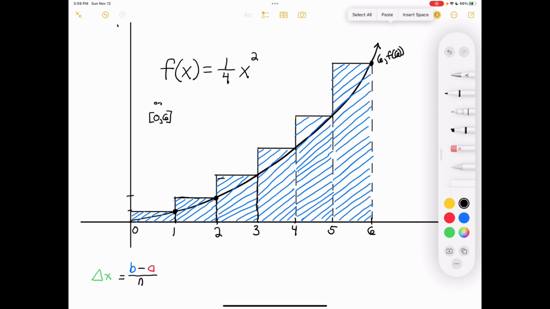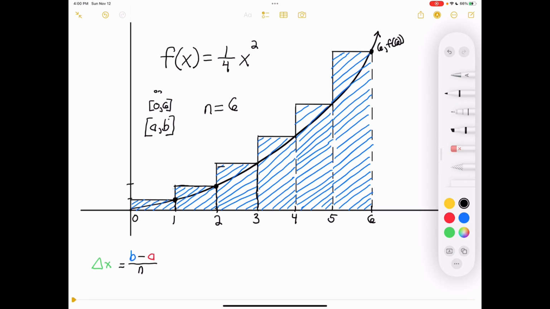So the area under the curve from x equals 0 to x equals 6, we'll call the starting point A and the ending point B. So for f of x, the area under the curve from A to B. And what we're going to do is partition or split up this interval 0 to 6, or A to B, into n equal subintervals. And in this case, I picked n equals 6. So n is going to be the number of subintervals or rectangles to use. So when I do that, I split up the interval 0 to 6 into 6 equal subintervals or rectangles.